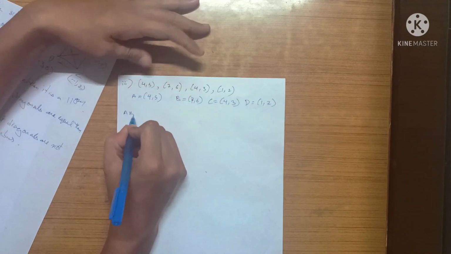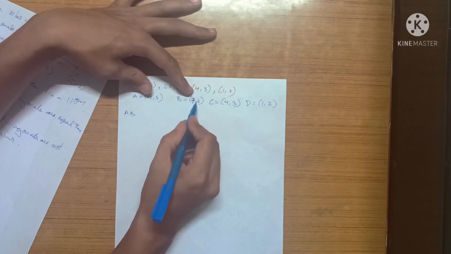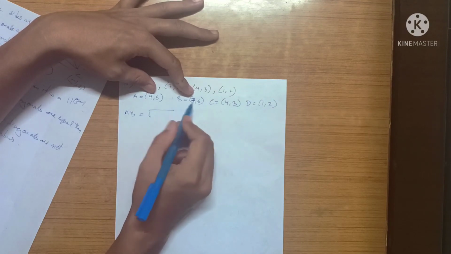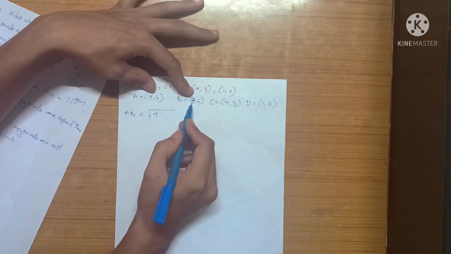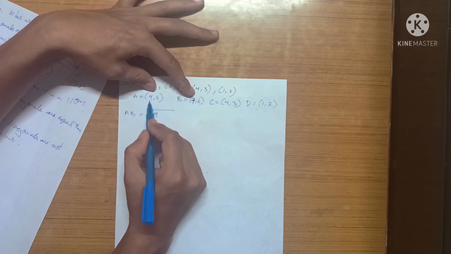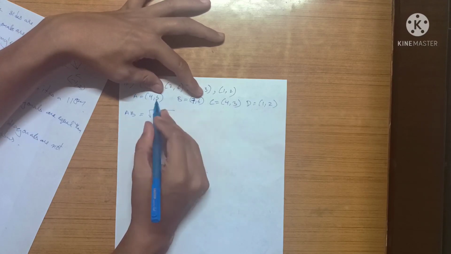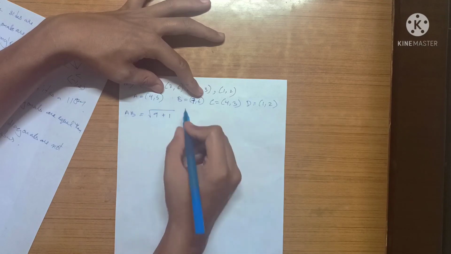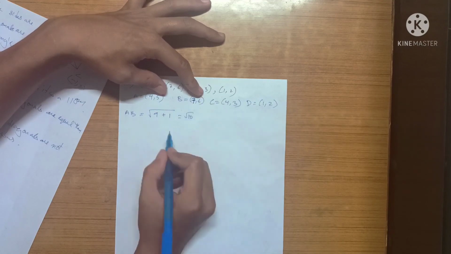So A is 4, 5. B is 7, 6. C is 4, 3. And then D is 1, 2. So let's find AB first. 7, 6, okay. 7 minus 4 is 3. 3 squared is 9, right? 3 3s are 9. 6 minus 5 is 1. 1 1s are 1. So root 10.